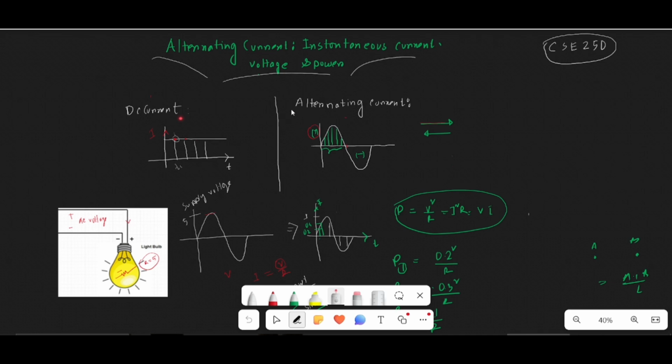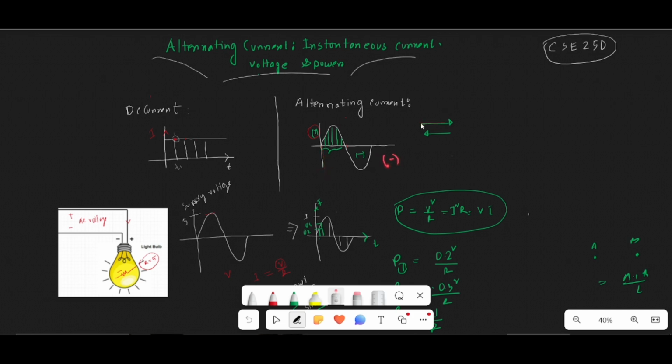Whereas what alternating current means: if we represent an alternating current this way, like a sinusoidal curve, A sine omega t, in the same familiar pattern with x-axis time and y-axis I. If we notice this curve, from this point to this point, in this interval of time, the value of I is moving in the positive y direction. So here we get the current value positive, and during this interval, from this point to this point, we are getting negative y value. So the I value is negative.